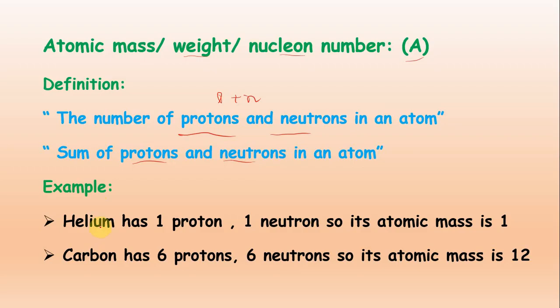Now the example: helium has 2 protons and 2 neutrons, so its atomic mass will be 4. Second example: carbon has 6 protons and 6 neutrons, so its atomic mass will be 12. This is correct.